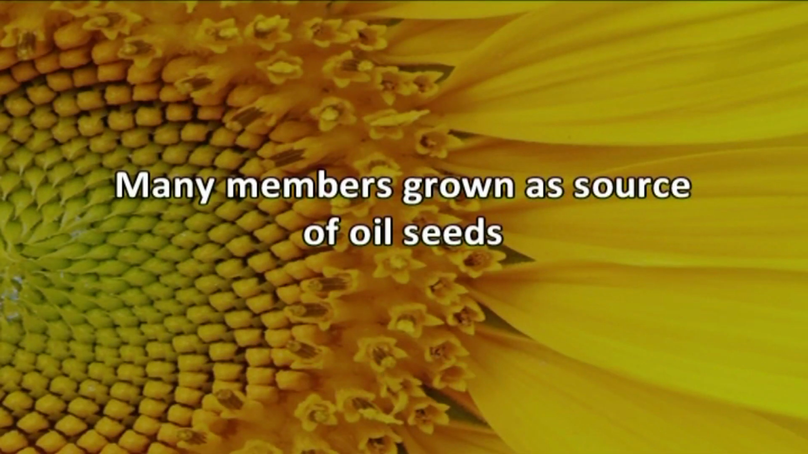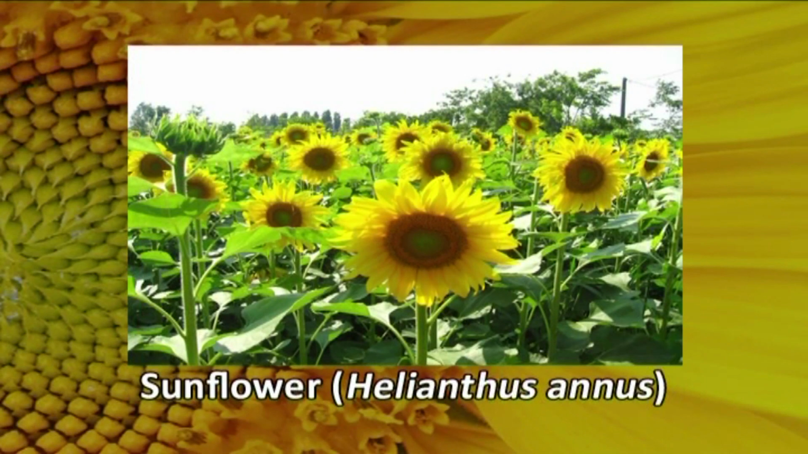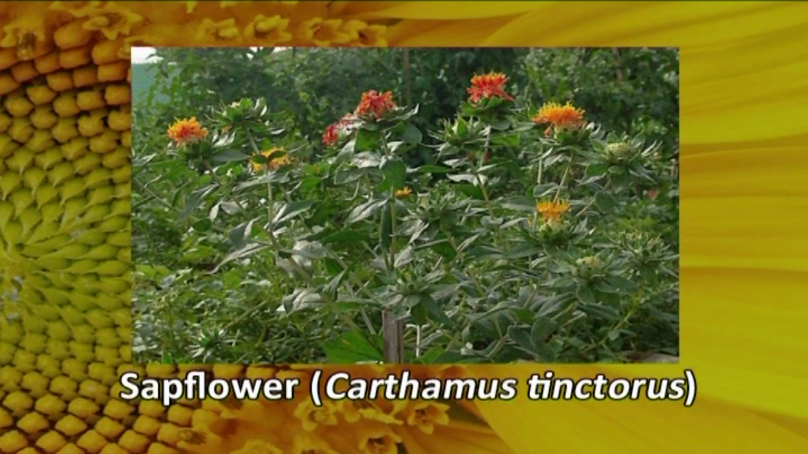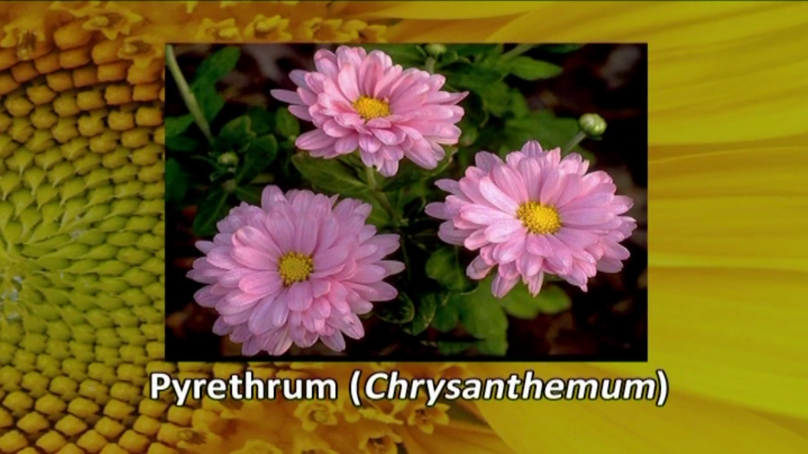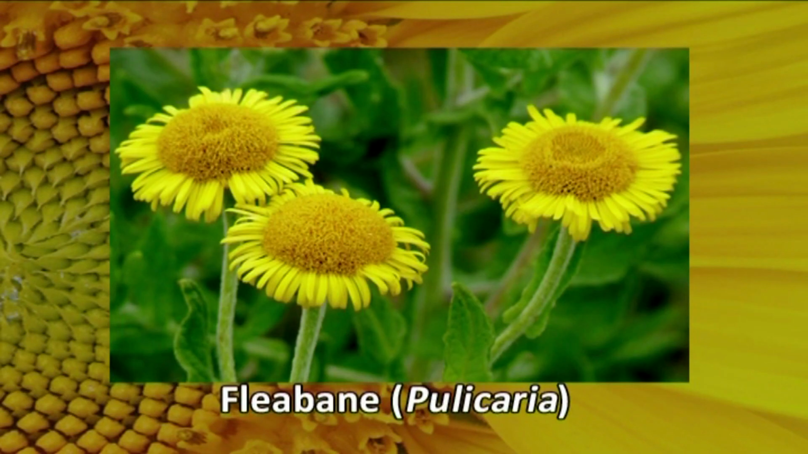Many members of this family are grown as a source of oil seeds, such as the common sunflower. Its scientific name is Helianthus annuus. A natural red dye is obtained from a plant that belongs to Asteraceae, safflower. Its scientific name is Carthamus tinctorius. Pyrethrum, botanical name Chrysanthemum cinerariifolium, or the fleabane, Pulicaria, are a source of natural insecticides. These two species are a source of not chemical insecticides but natural insecticides.